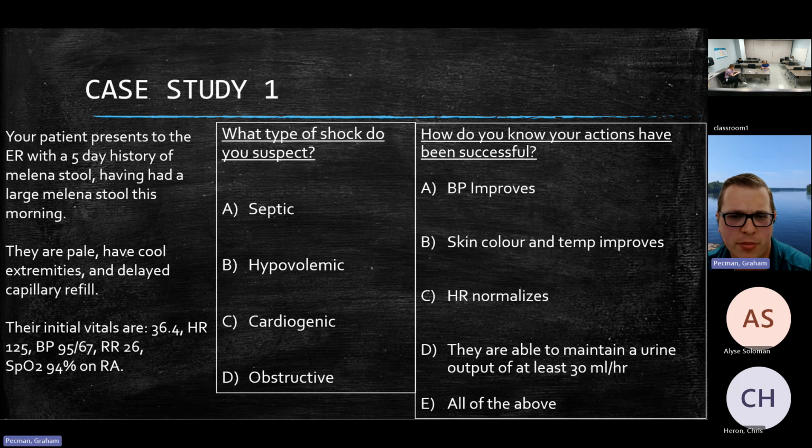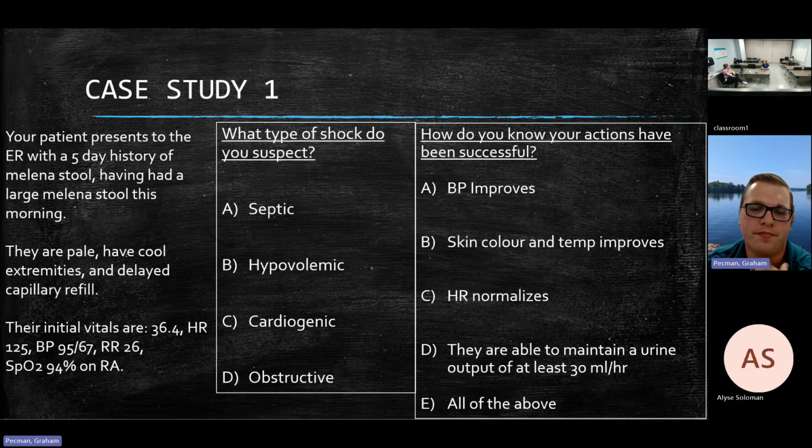And then what are some of the actions? How do we know that some of our interventions are successful in this patient? Sort of a trick question. Yeah, the answer is E. All of those things, right? Normalizing blood pressure, our skin color and temp improves, heart rate normalizes. That's often the first effect. It's quite dramatic. Even with just fluid resuscitation, crystalloid fluid, our heart rates should start to come down.